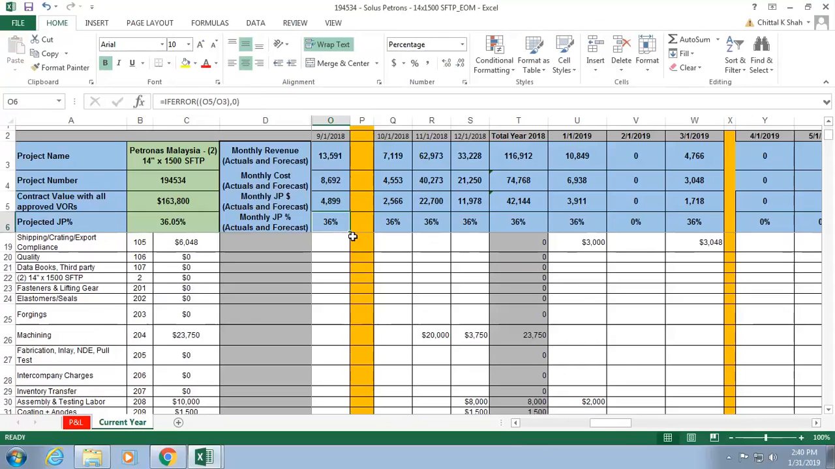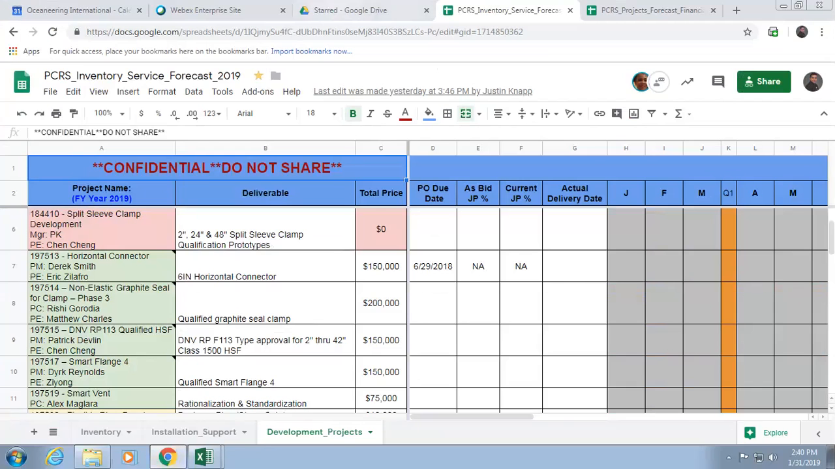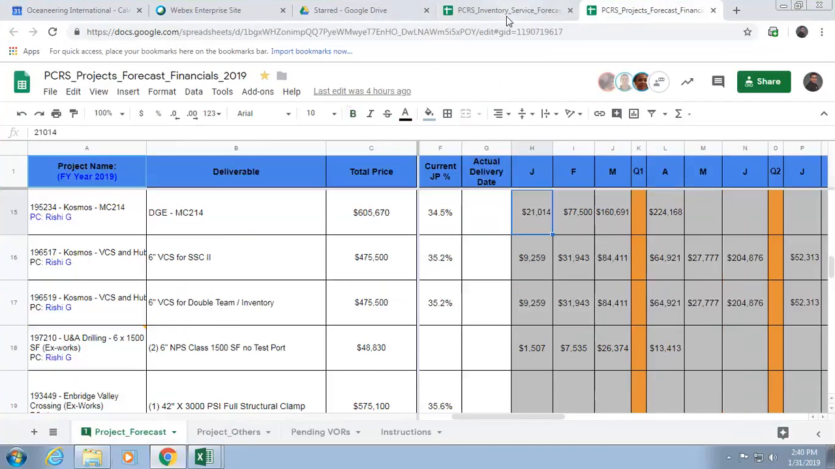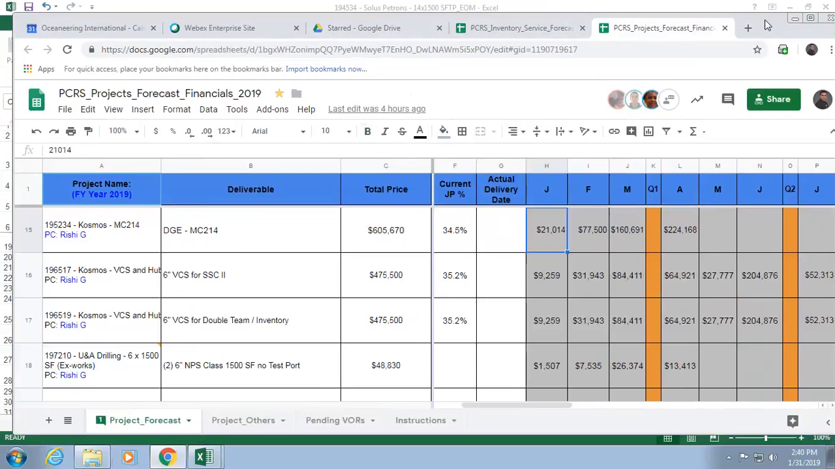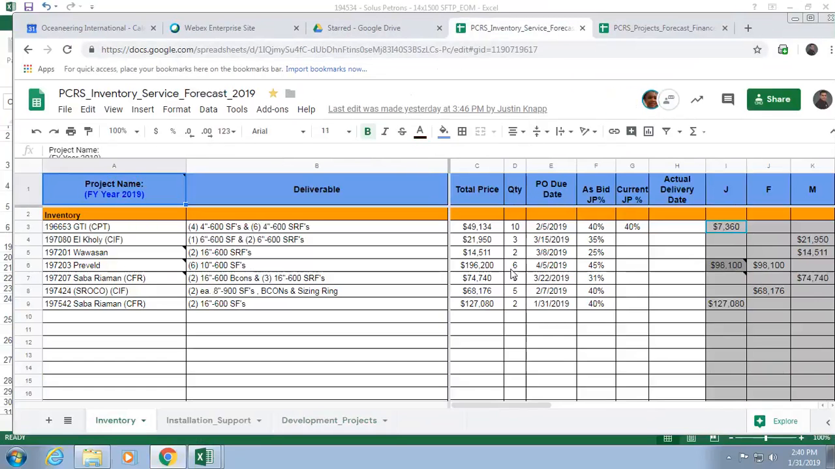This might not be important for everybody, but for PCs and PMs, if you look at the forecast file on that, let's look at the inventory. So you see the total value over here, and you will usually see the total value all dumped in 1 month.